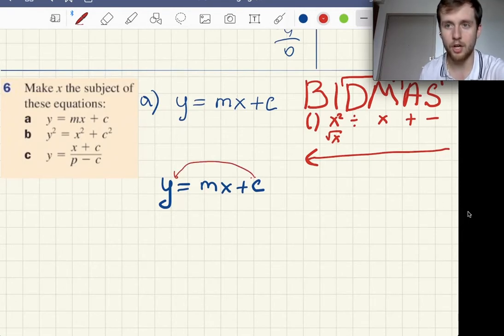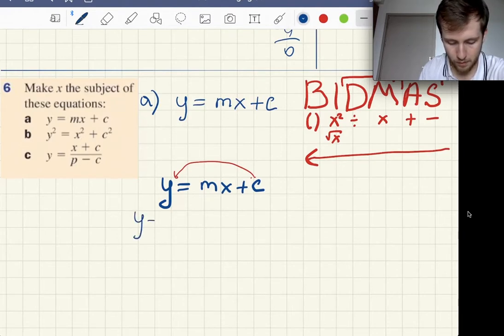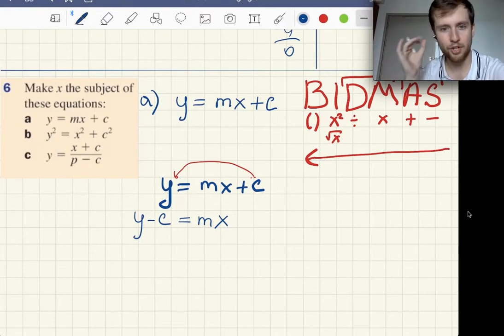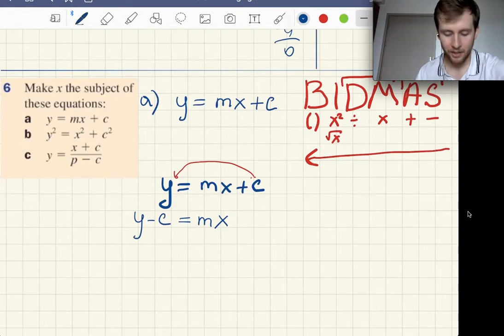You can move it here. It was plus c. It's going to become minus c. So y minus c equals mx. Again, remember what we have to do is leave x alone. Make x the subject means leave x alone by itself. Nothing there. Just poor guy x being all alone, feeling so lonely. Anyway, this is what we have to do.